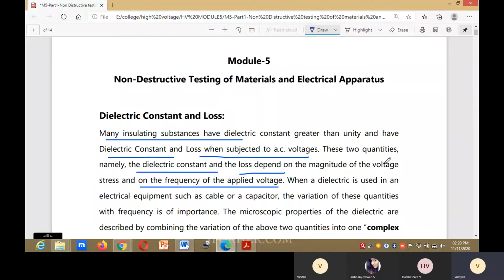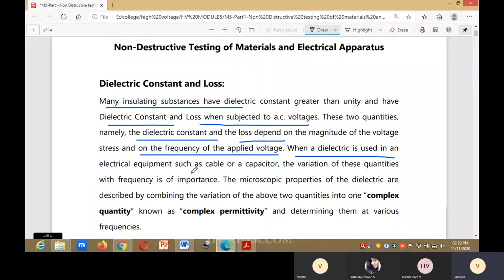It will depend upon the magnitude of the voltage stress and also the frequency of the applied voltage. When a dielectric is used in an electrical equipment such as a cable or capacitor, you have read in fourth semester transmission and distribution about underground cable and overhead cable. What is the difference? And how the cable layers, there are different layers. In that, the starting stage is the dielectric. The variation of these quantities with frequency is of importance.